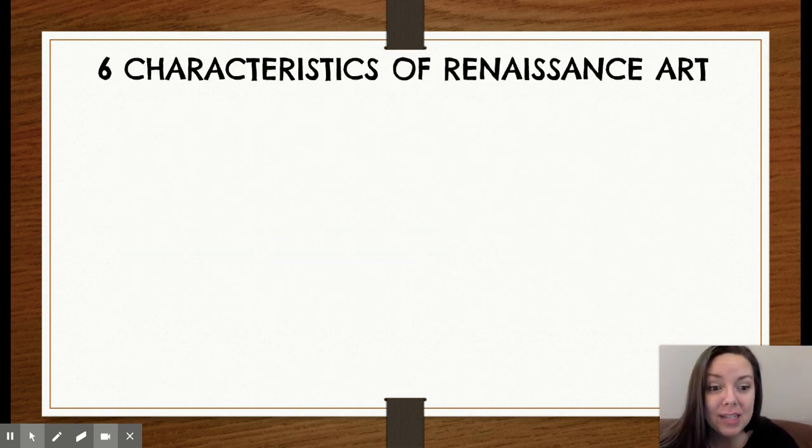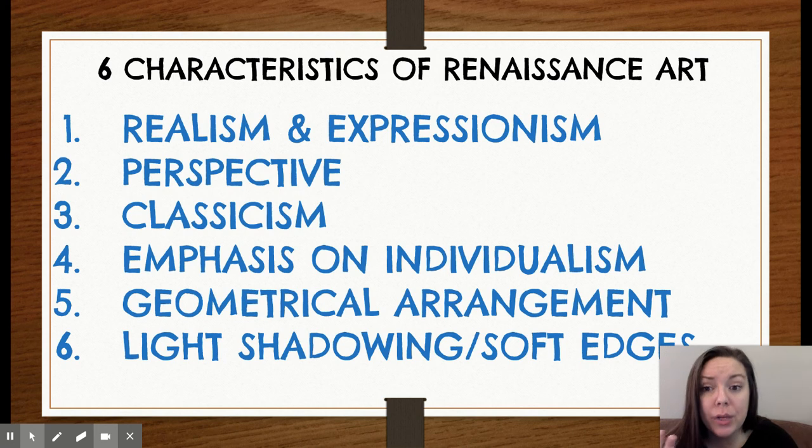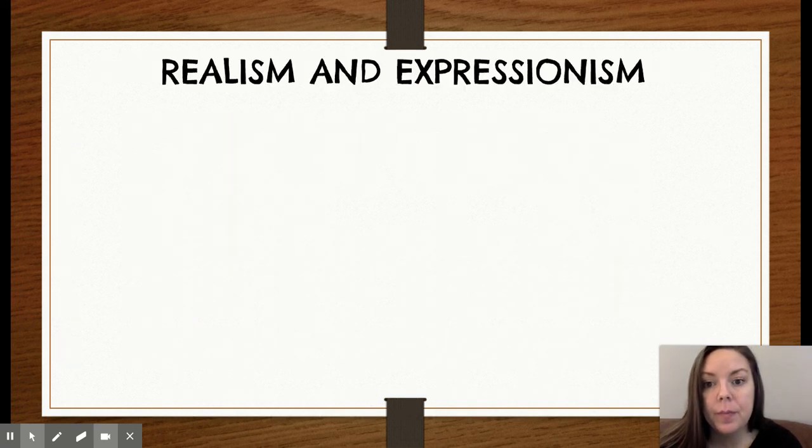When you are looking at Renaissance art, there are 6 characteristics that almost every single piece of art made during the Renaissance has: realism and expressionism, perspective, classicism, emphasis on individualism, geometrical arrangement of figures, and light, shadowing, and soft edges. We're going to go into each of these specifically.